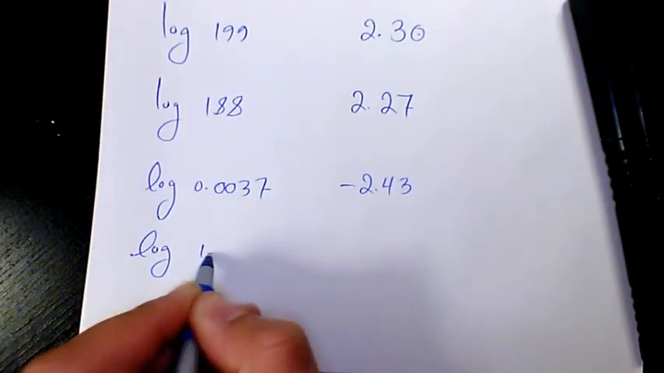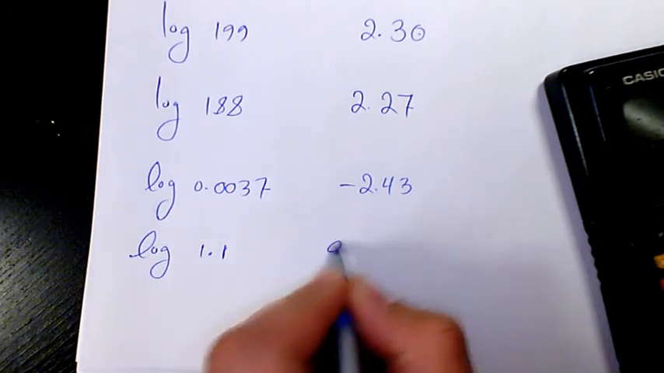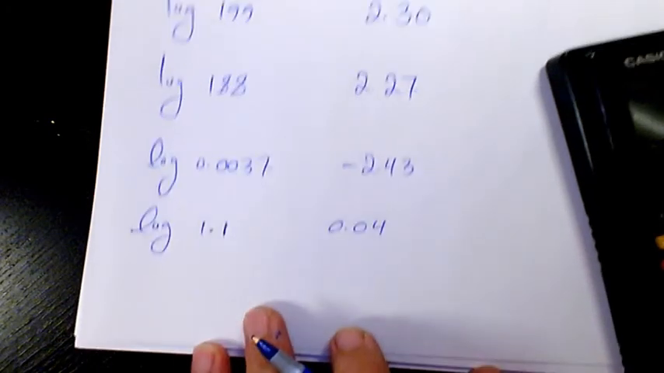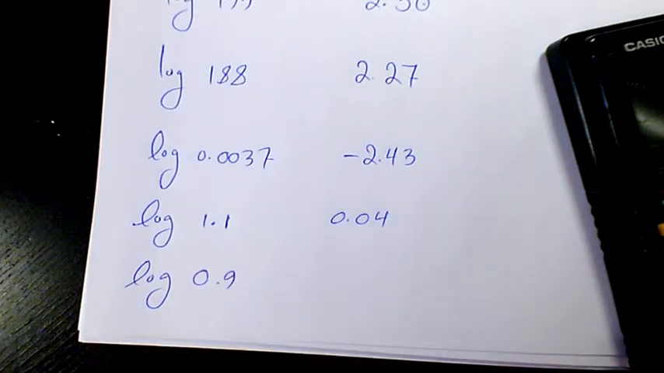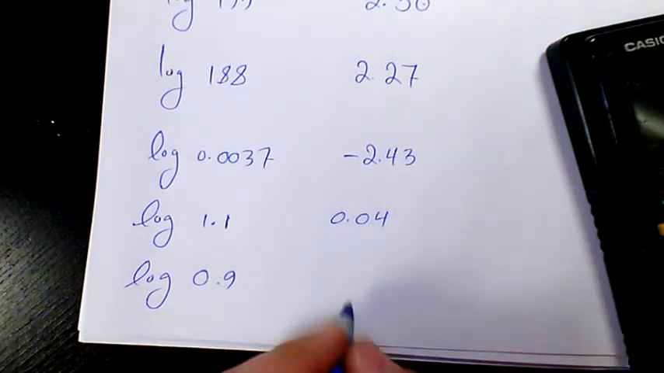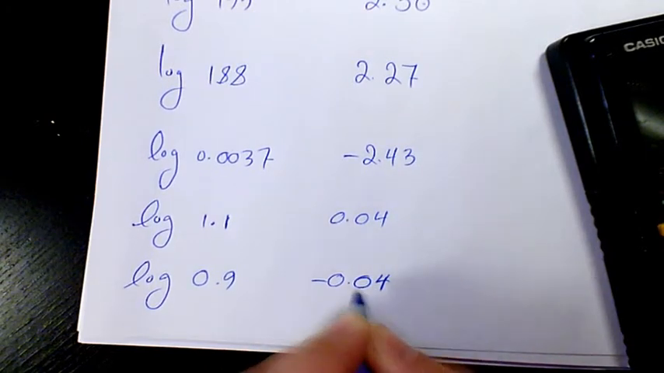Log 1.1 is 0.04. Log 0.9 is negative 0.04.